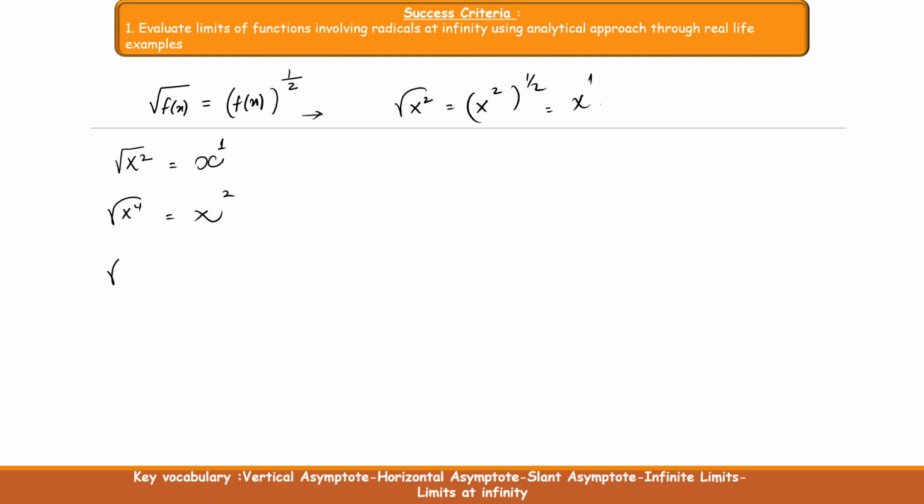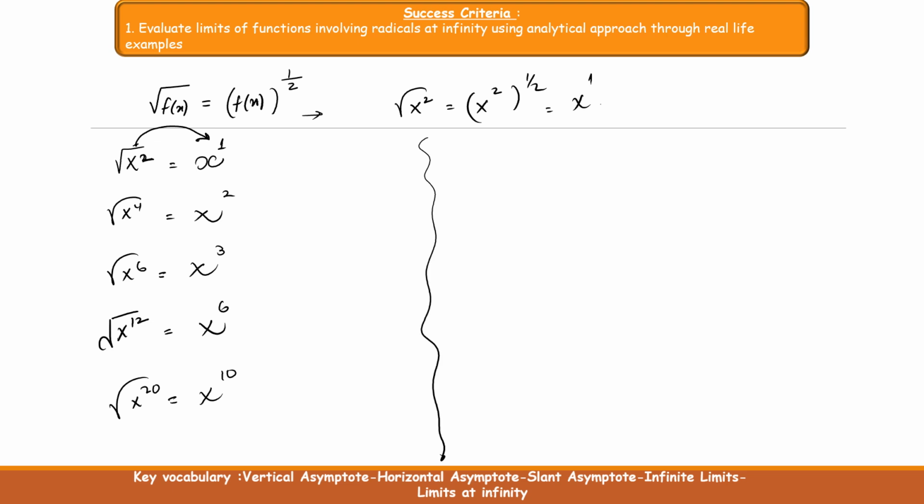It means if I have x power 6, what is the half of the 6? It will be x cube. Which means that if I have the square root, whatever the power is inside the square root, when I remove the square root, I will write the half of that power. So if I have x to the power of 12, the half of the 12 is 6. So without the square root, I will write x power 6. So x to the power 20 would be x to the power of 10 and so on. So if we go from square root to without square root, we make the powers half.